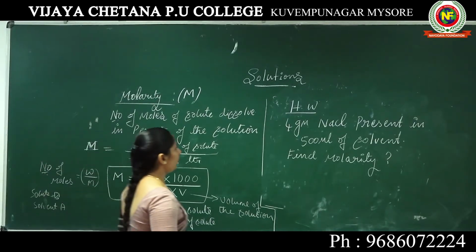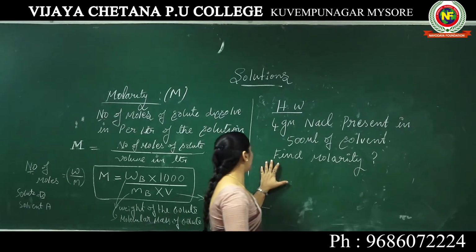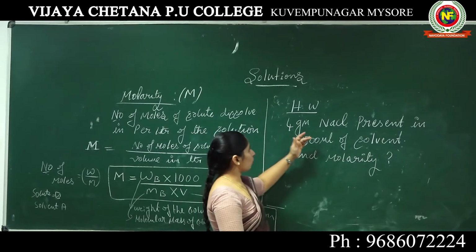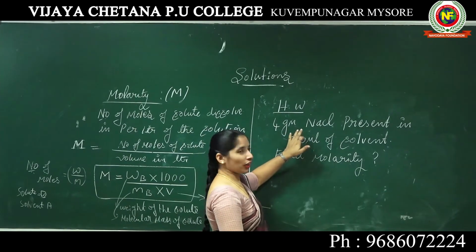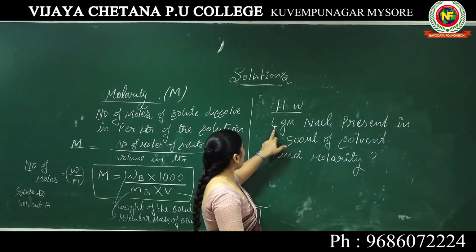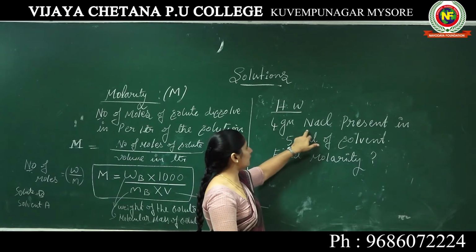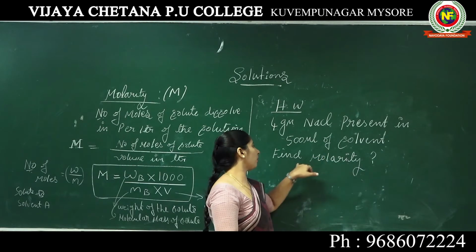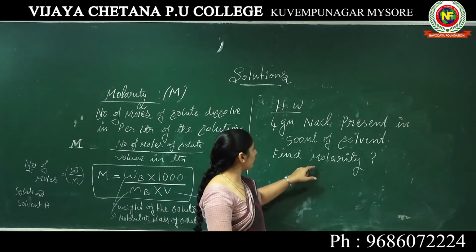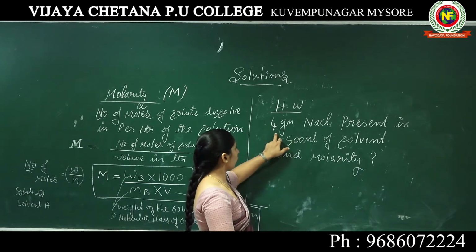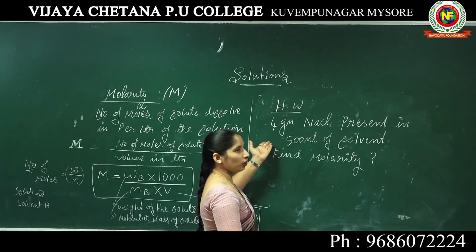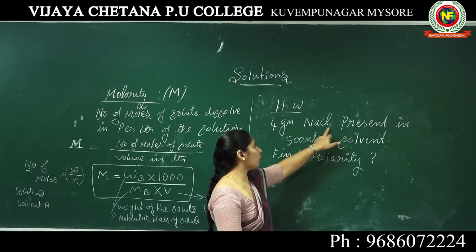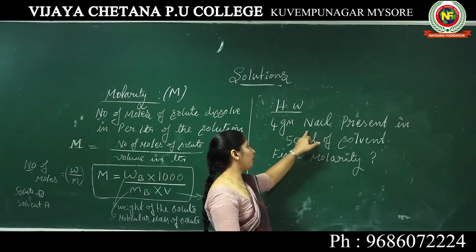Now, please take this question based on the molarity. This problem is based on the same thing I did now. Take this as a homework. 4 gram NaCl present in 500 ml of solvent. Find the molarity. Here Wb is 4, the volume is 500, and then you have to find out the Mb.